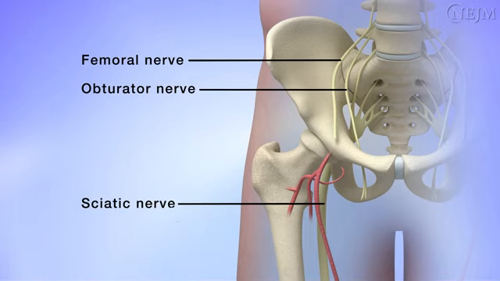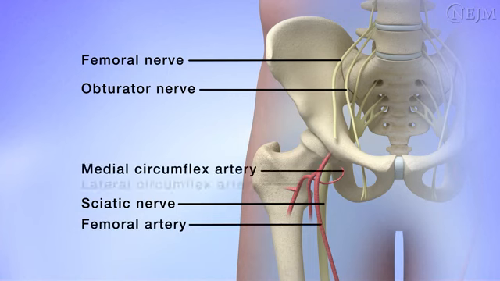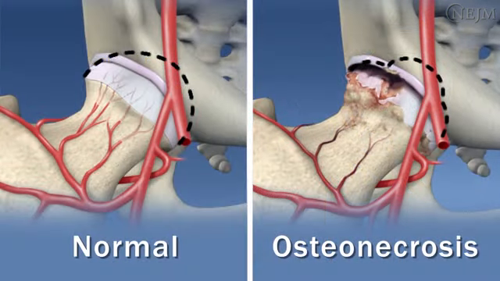The three major arteries close to the hip are the femoral artery and two of its branches, the medial and lateral circumflex arteries. Disruption of the medial circumflex artery can cause osteonecrosis of the femoral head.